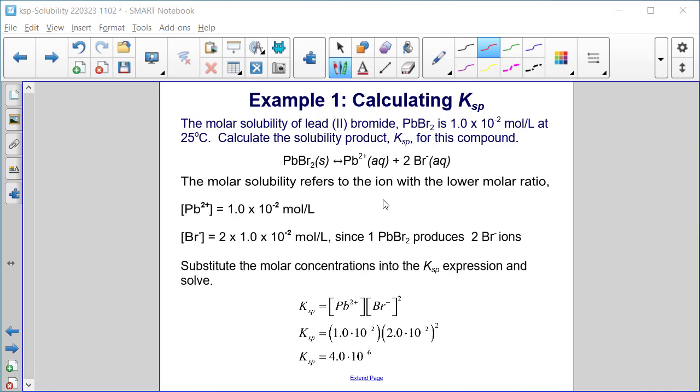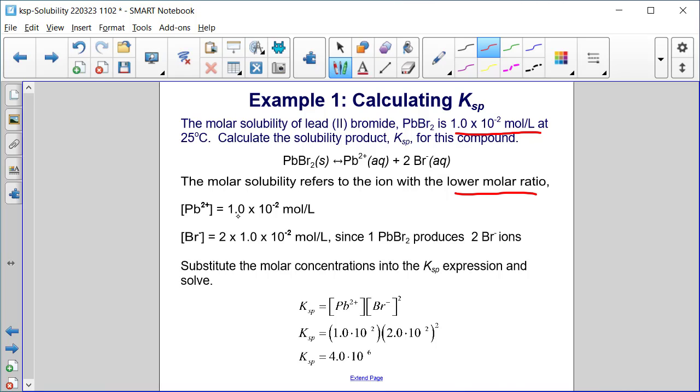So let's start with our dissociation of PbBr2 solid into Pb2 plus ions and 2 Br minus ions. The molar solubility, which is given as 1.0 times 10 to the minus 2 moles per liter, refers to the ion with the lower molar ratio. So right here we have 1 mole of lead 2 plus ions and 2 moles of Br minus ions. So the one with the lower ratio is the lead 2 plus.